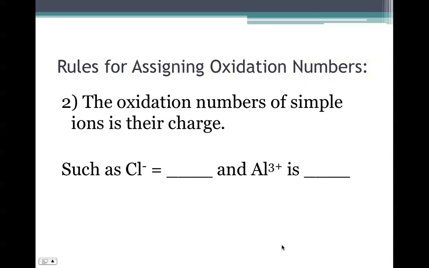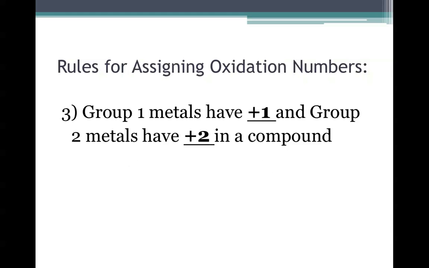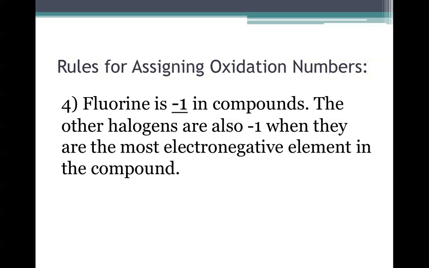Oxidation numbers of simple ions are their charge. So the chloride ion in this case is going to be -1, and aluminum will be +3. Group 1 metals have a +1 and group 2 metals have a +2 charge, and you can find this on the periodic table. This is an easy one to remember because you can always look it up, but it is helpful to know it right offhand.